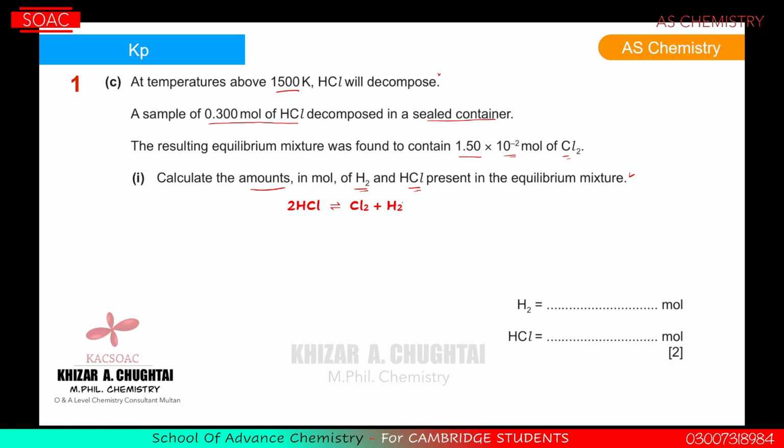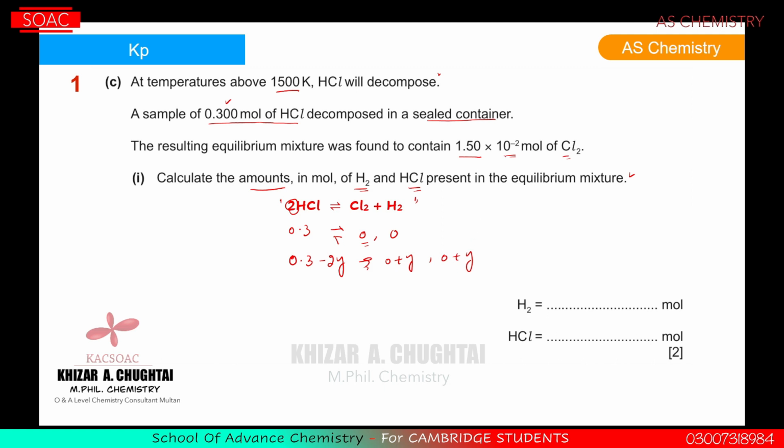Now we are having this equation: 2HCl goes to Cl2 plus H2, and we are starting from the initial mole of HCl. So I'm going to start from the very beginning. Initially, what is the mole of HCl? 0.3. There is initially no mole of Cl2, there is no mole of hydrogen. Now what is happening at the stage of equilibrium? It will be 0.3 minus 2y goes to 0 plus y for Cl2 and the same 0 plus y for hydrogen.